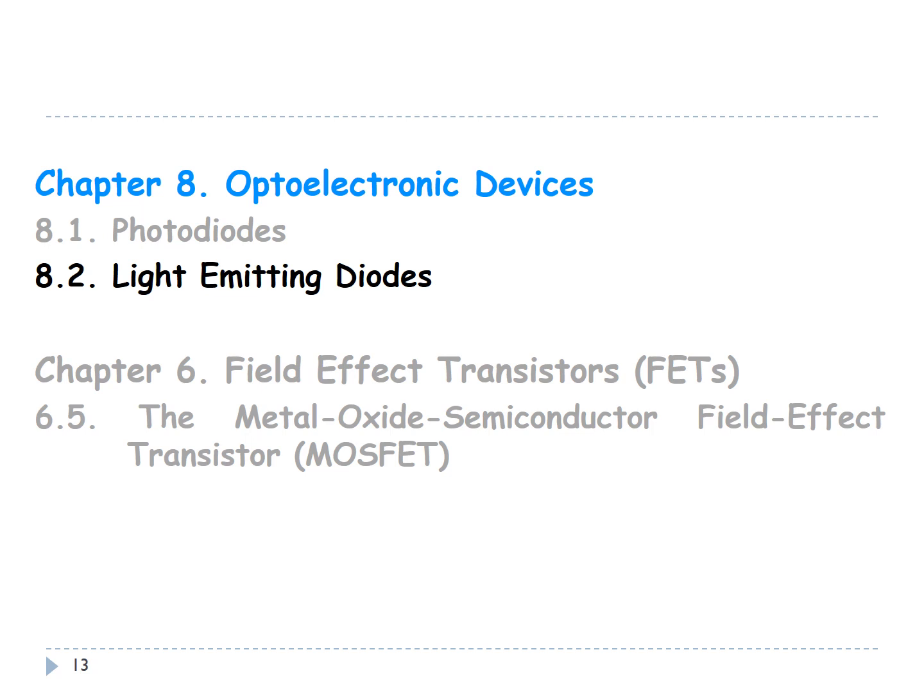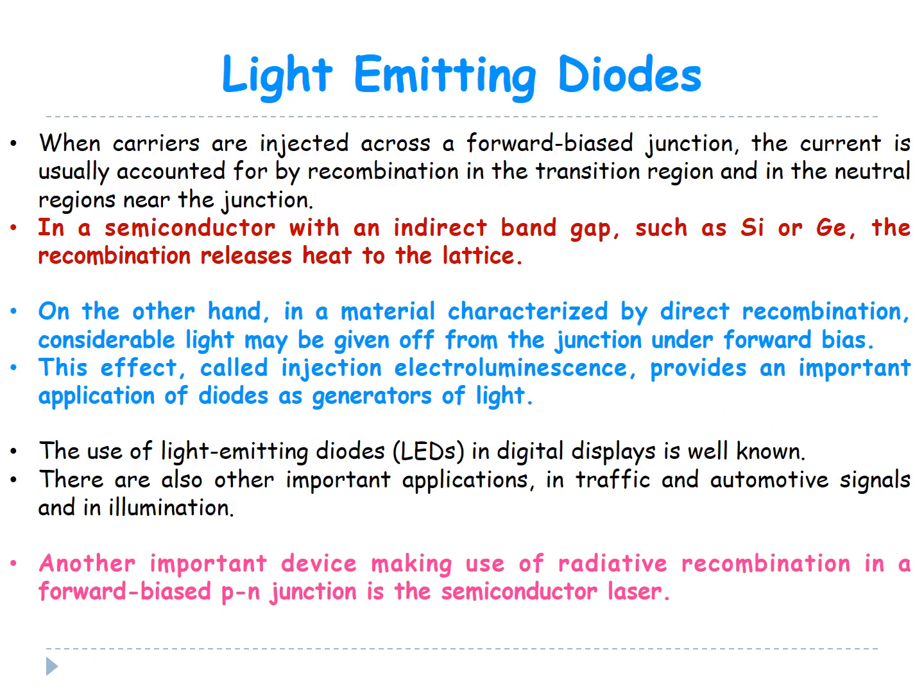Okay, now we are going to look at light emitting diodes. When carriers are injected across a forward bias junction, the current is usually accounted for by recombination in the transition region and in the neutral regions near the junction.